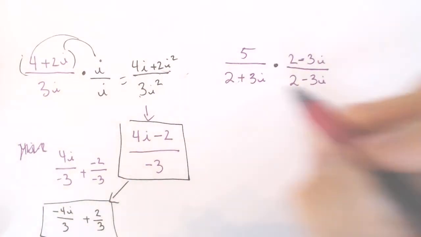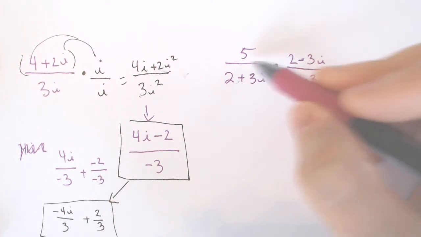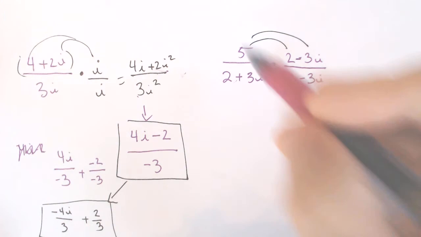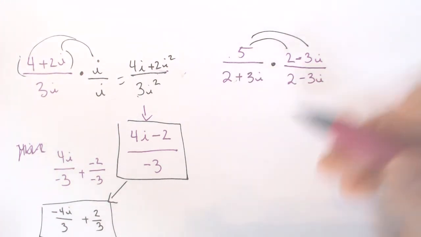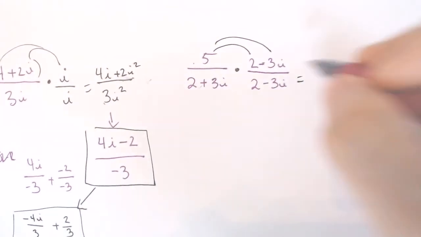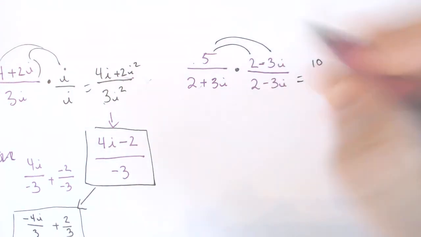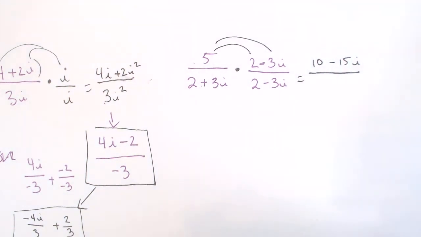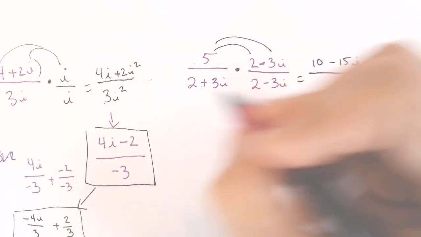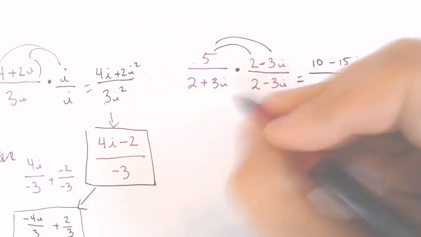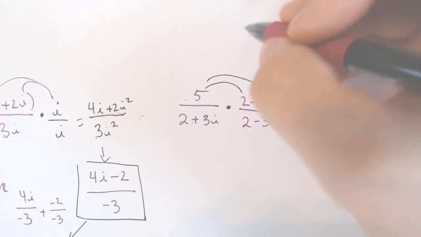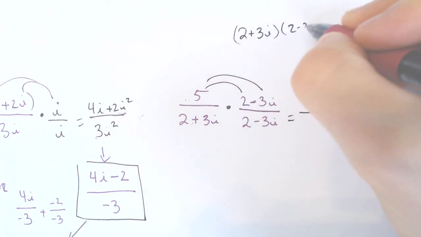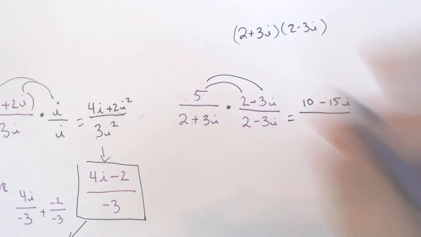You will have to FOIL the bottom out, and you may have to FOIL the top out, but in this case, we only have a 5 up here, so we're just going to distribute the 5. But if there were 2 terms, you'd have to FOIL the top and the bottom, which is quite annoying. 5 times 2 is 10. 5 times negative 3 is negative 15i over. If you want to FOIL this out, you can do it right here, or somewhere up top or separately. I'm going to do it up top. 2 plus 3i times 2 minus 3i. Because this is like a separate problem.